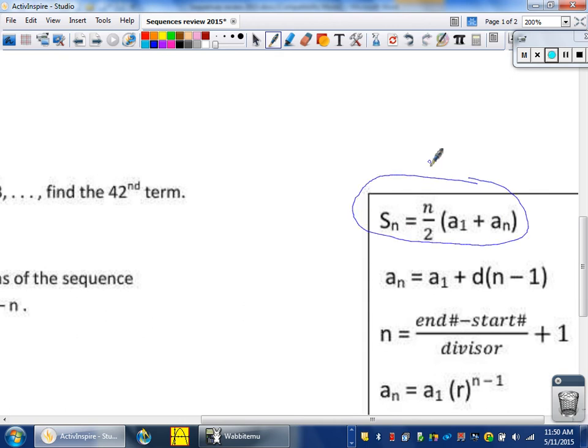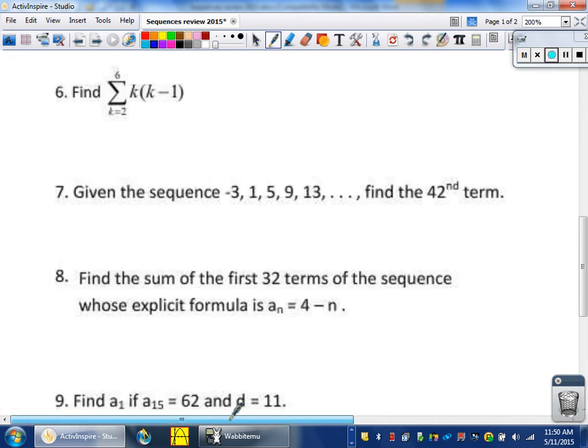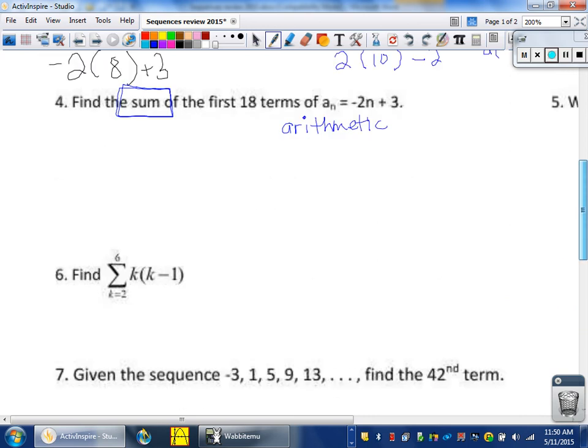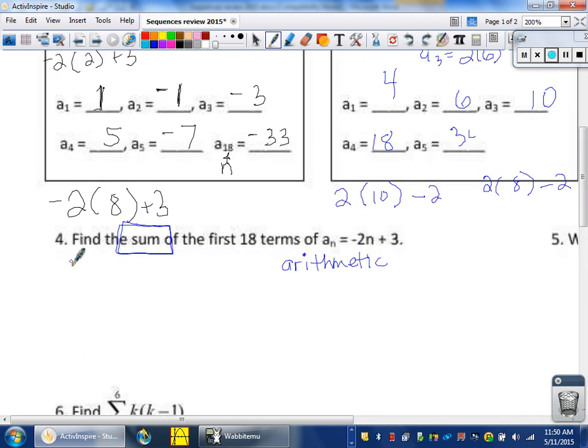Anytime you want sum, you need an S equation. So we need to know how many terms. We need to know the first term and we need to know the last term. In order to use this formula, you need to fill in these three blanks. So how many terms, the first term, and the last term. So how many terms? That's pretty easy. We want the first 18.